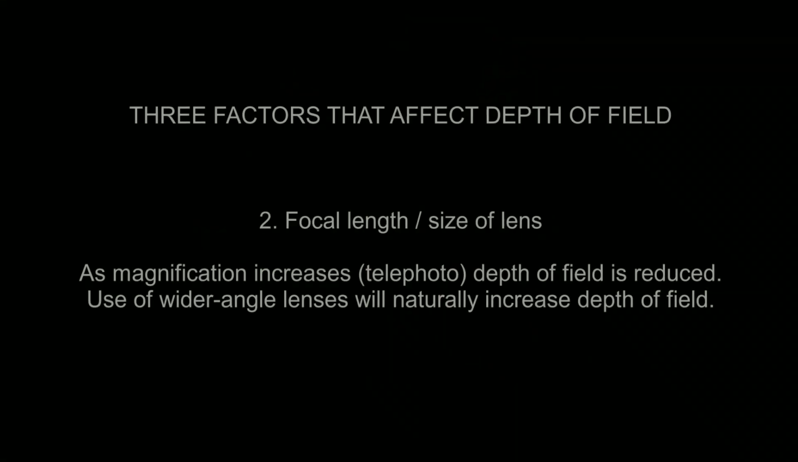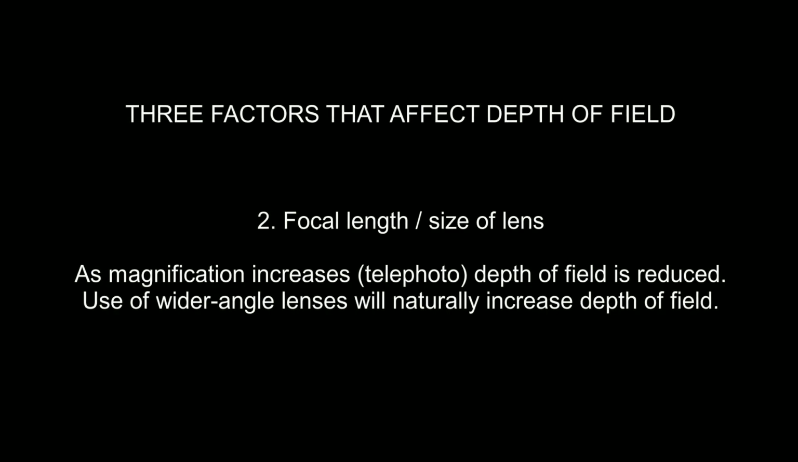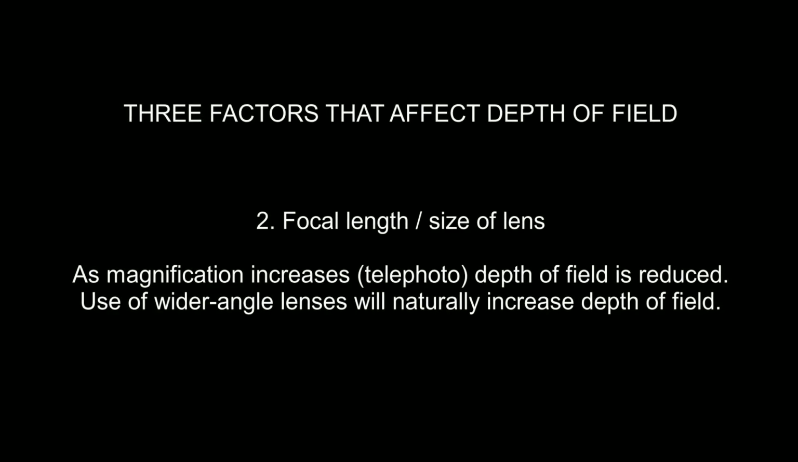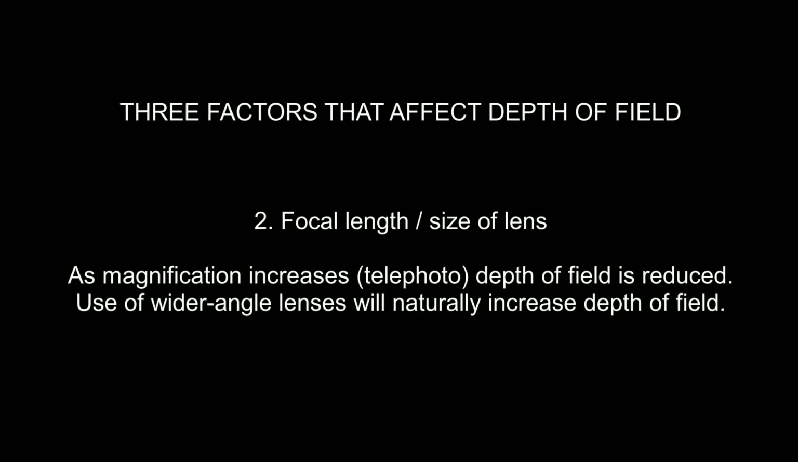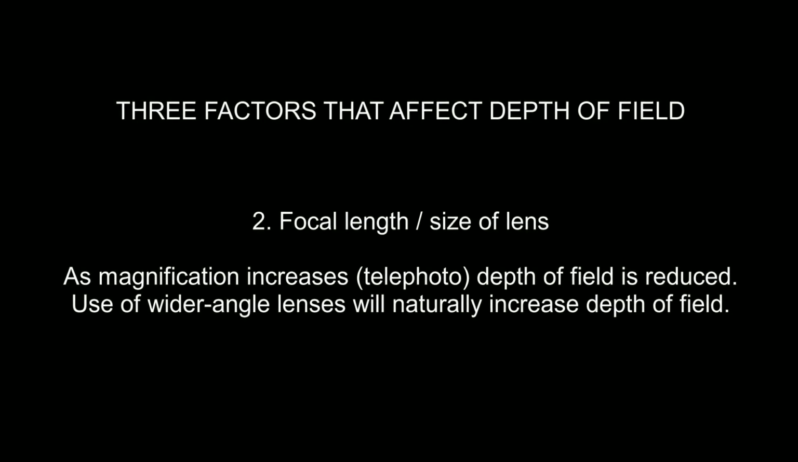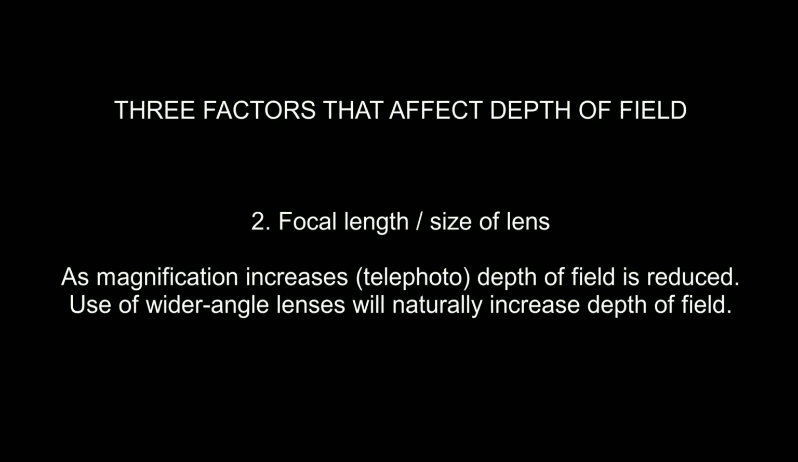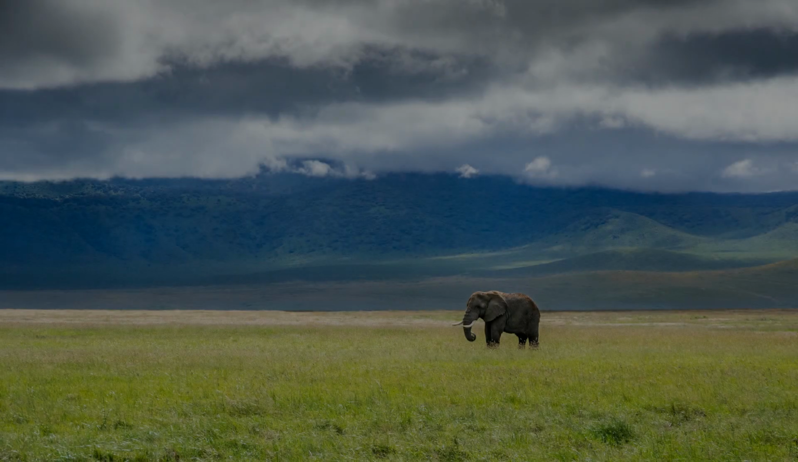Now on to factor number 2, the size of the lens. And when I say size, I don't mean physical size, I mean focal length. Once again, the correlation is very simple. The bigger the lens you use, the less depth of field you have. So a photo taken with a telephoto lens is going to have a relatively small depth of field, no matter what aperture you use. And again, there's the flip side. The smaller the lens, the greater the depth of field.